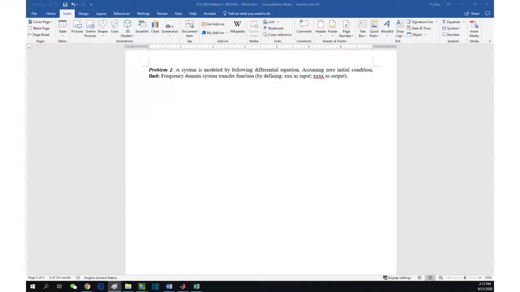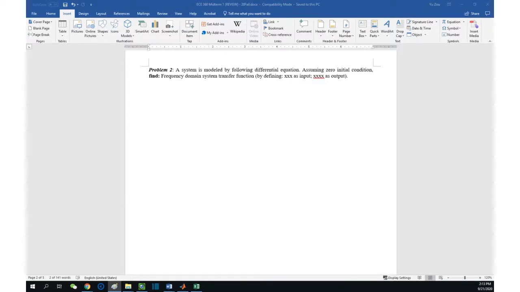A system is modeled by the differential equation, and assuming 0 initial conditions, find the frequency domain transfer function. Well, this problem should be very easy. It should take you maybe 5 or 6 minutes. Don't overthink it.